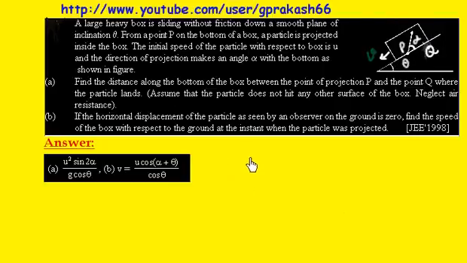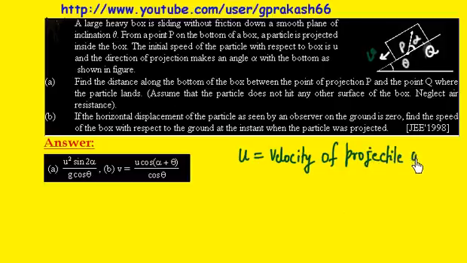So you have been given u, that is the velocity of projection. The velocity of projectile with respect to the box, that is important. Are you getting? Now alpha is also given to you, and theta is also given, that is the inclination angle of the incline.